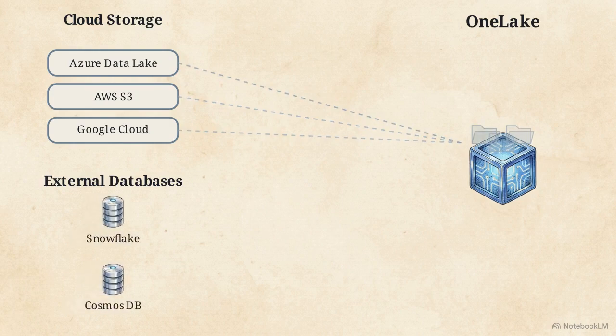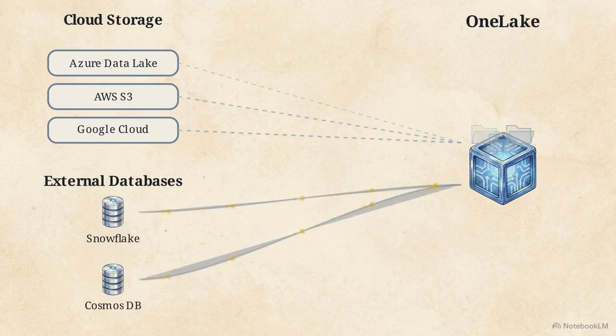For operational data living in transactional systems, Fabric uses a different mechanism called mirroring. Mirroring establishes continuous, near real-time replication from external databases like Snowflake or Cosmos DB. It reads the source data and lands it into OneLake, automatically synchronizing it as Delta Parquet files.